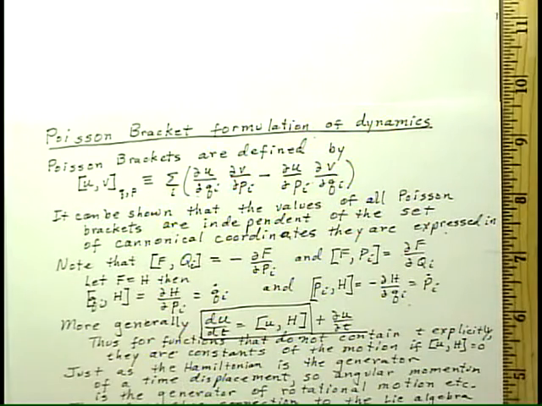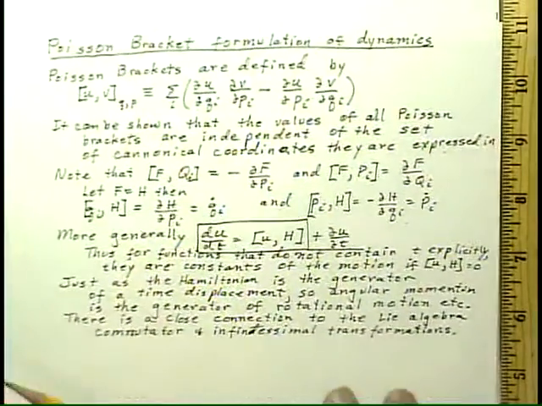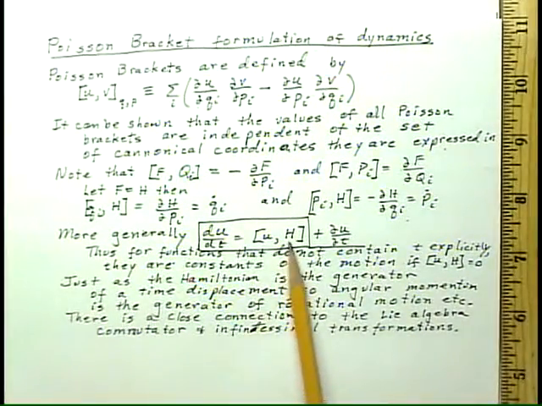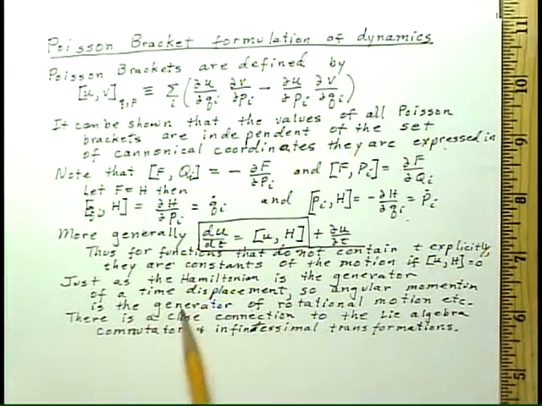We can see, therefore, that the Hamiltonian is the generator of a time displacement. Likewise, we can also show that the angular momentum function right here is a generator for rotational motion.